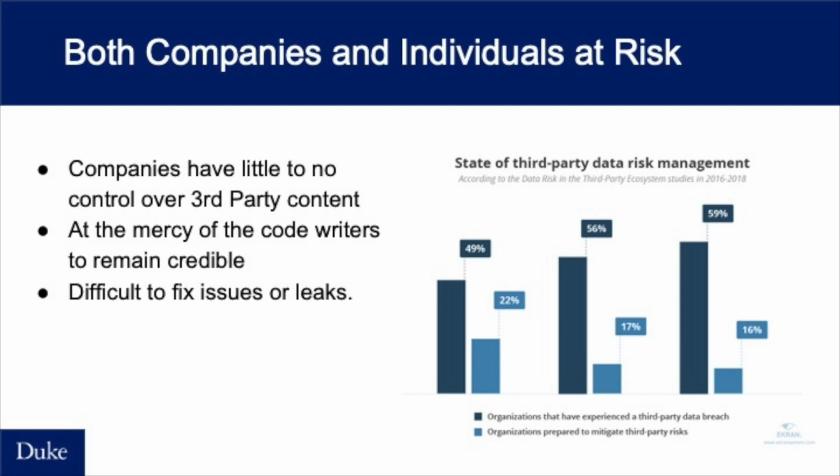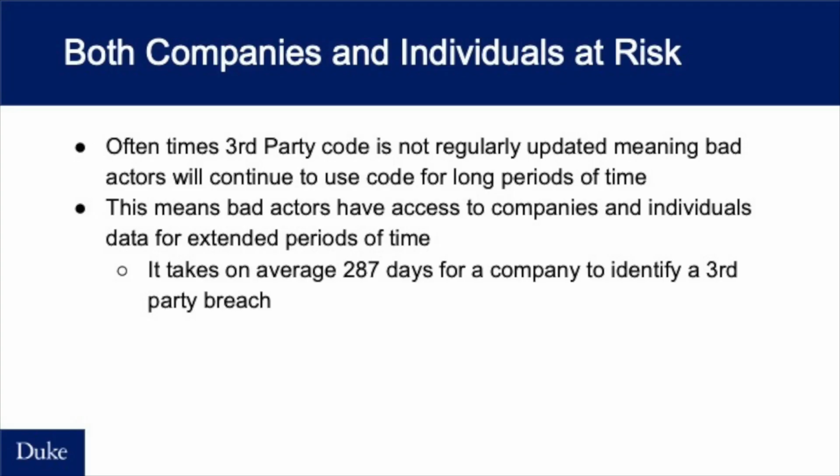As you can see in the diagram from 2016 and 2018, the number of organizations that have experienced a third-party data breach is increasing, and it's a relatively high percent. The dark blue are organizations that have experienced a breach, and the light blue are organizations that are prepared to reduce third-party risks. As you can see, there are a lot more attacks going through than there are organizations prepared to receive such attacks. So both companies and individuals are at risk, and oftentimes third-party code is not regularly updated.